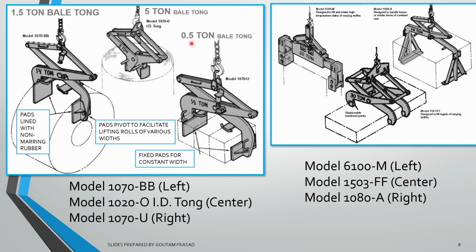So it is of 0.5 ton capacity. This is of 5 ton capacity, 1.5 ton capacity. These pads are lined with non-marring rubber so that they do not damage the material they are holding. So special arrangements are given. The pads pivot to facilitate lifting rolls of various widths, and fixed pads for constant widths, like it is given here. So here also different types of bale tongs have been shown.